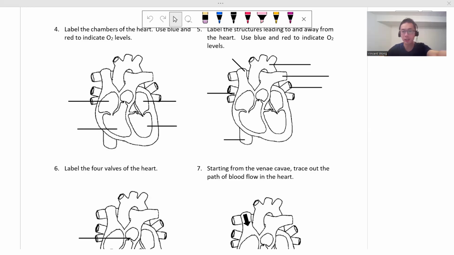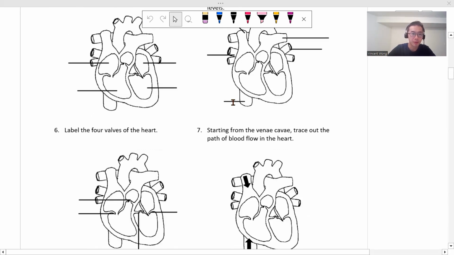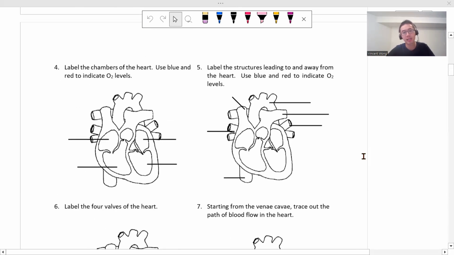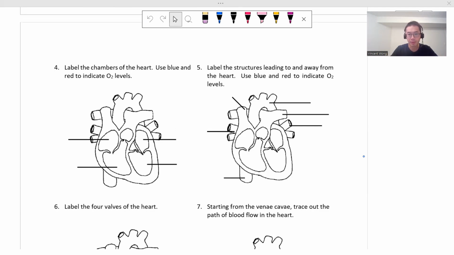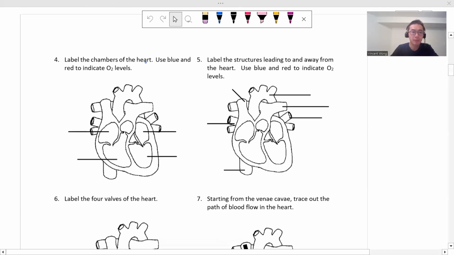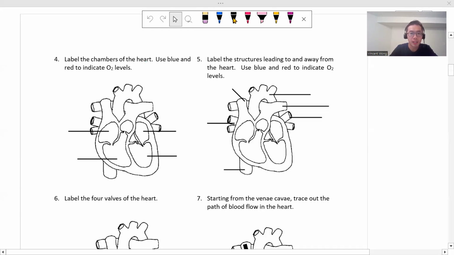Hello, good morning, everyone. Let's start with a little bit of recap of what we've learned last class. So this is the study guide, and I think it's the second page. I'm just going to label some of these things to help you remember them while we wait for people to trickle in throughout the morning. So page 2 of the study guide: label the chambers of the heart.